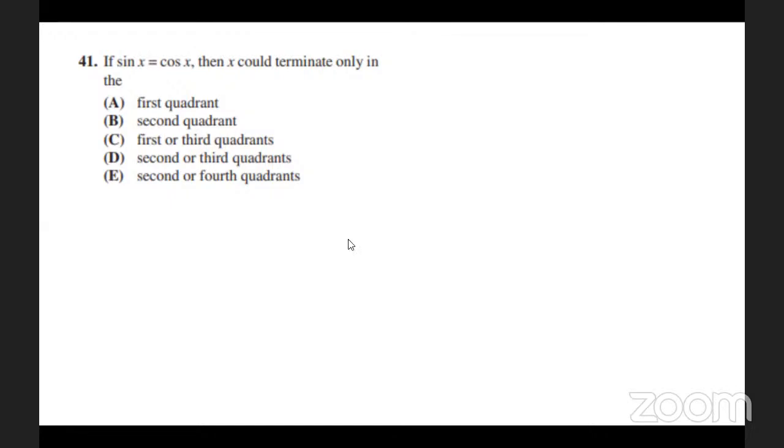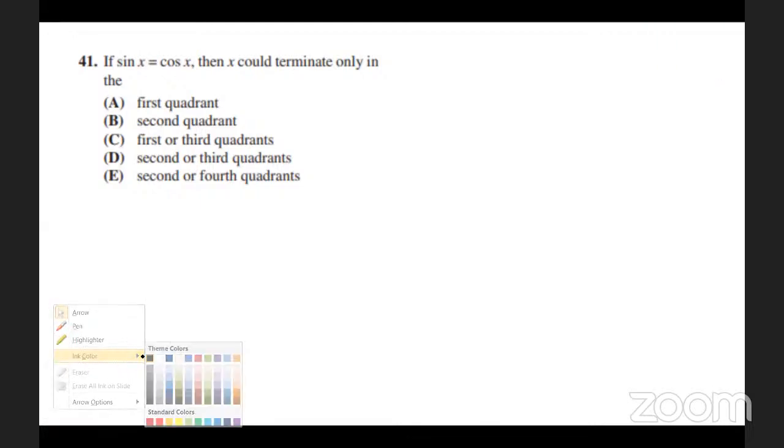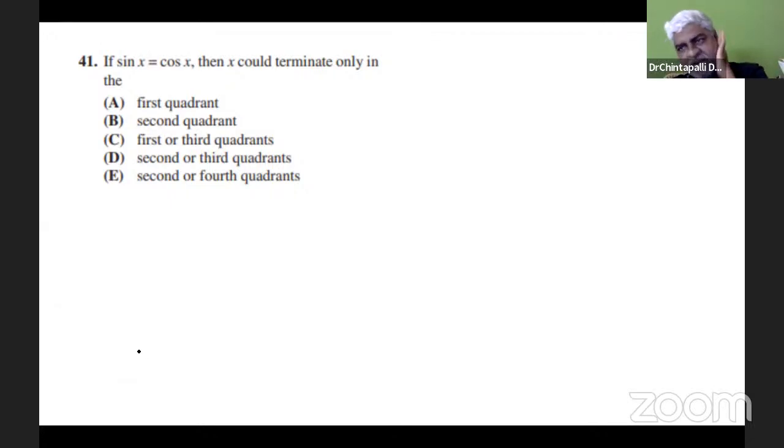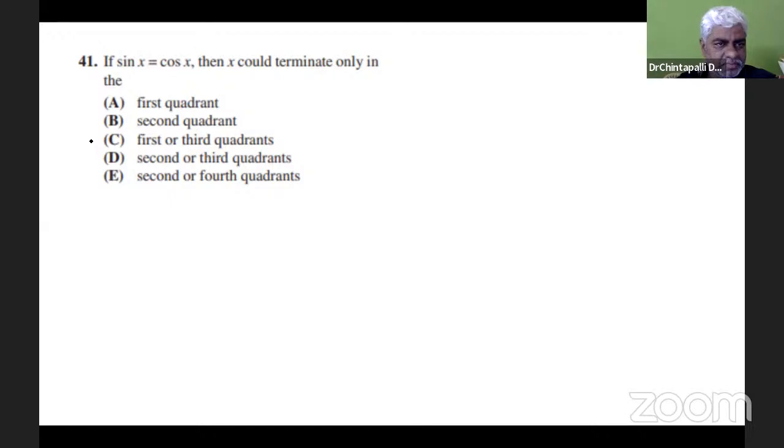Sin x by cos x equals tan x. Yes, you're right. Tan x is equal to 1. Oh, it's either first or third quadrant. Yes, very good. What's your idea? So tan theta is only positive in first and third quadrant. That's why. Very good, very good.